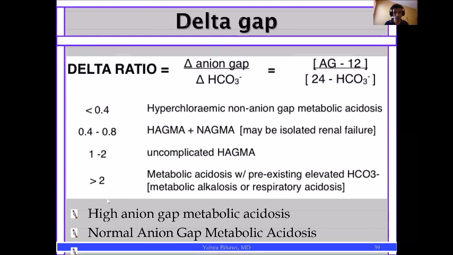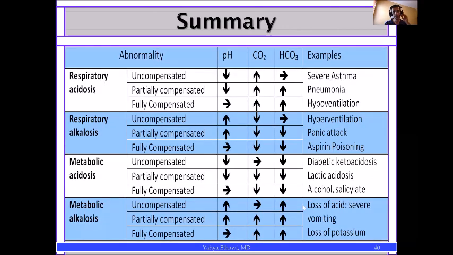And therefore, the delta ratio will help you to differentiate between high anion gap metabolic acidosis and normal anion gap metabolic acidosis. Now, this is a summary. It's a very good summary. So we have respiratory acidosis, it's uncompensated, then your pH is low, your PCO2 is high, and bicarb is not changing. Examples: severe asthma, pneumonia, and hypoventilation.